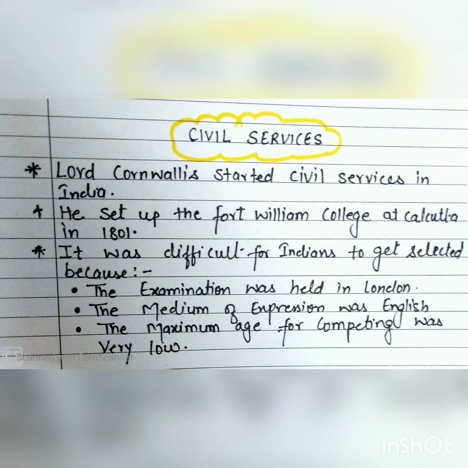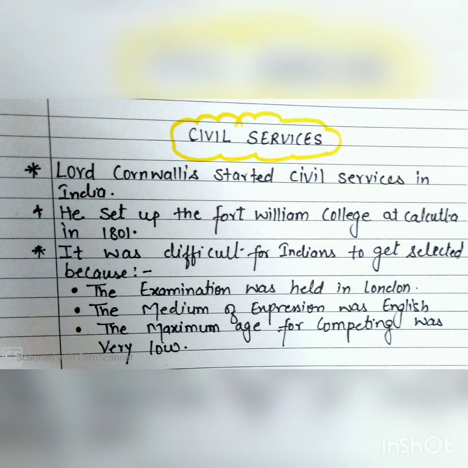So slowly and gradually, it was very difficult for Indians to get selected in these jobs. Why? What were the reasons? Because the examination was held in London and many Indians could not afford the cost. The medium of expression was English, which was a foreign language, because of this also. And the maximum age for competing in this examination was very low. Because of these reasons, it was very difficult for Indians to get selected in these examinations.